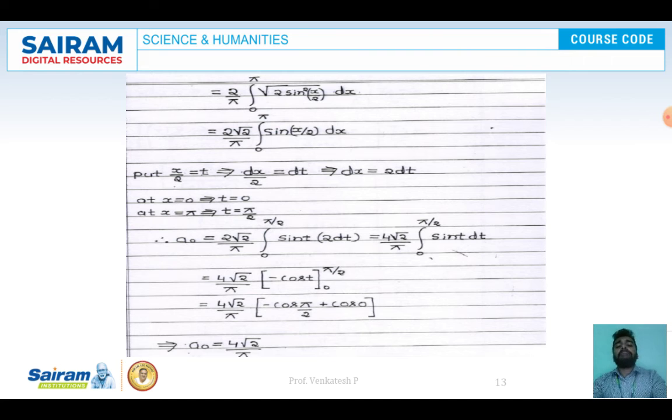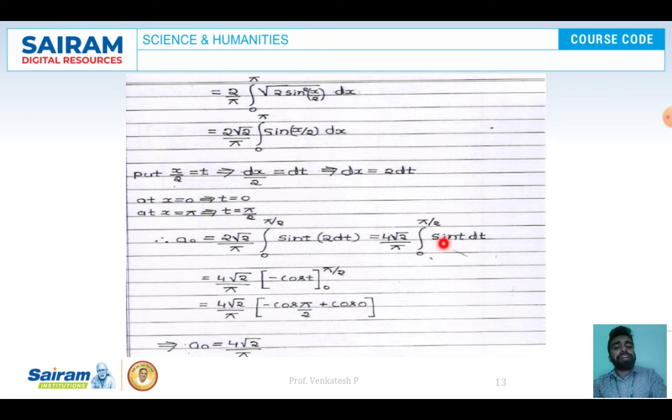Now I'll replace x by 2 is equal to t. It implies dx by 2 is equal to dt, or dx is equal to 2 dt. At x is equal to 0, t will be 0. At x is equal to pi, t will become pi by 2. Now I'm going to replace this in the above expression. So we got a naught is equal to 2 root 2 by pi into integral 0 to pi by 2 sin t 2 dt, or 4 root 2 by pi integral 0 to pi by 2 sin t dt.